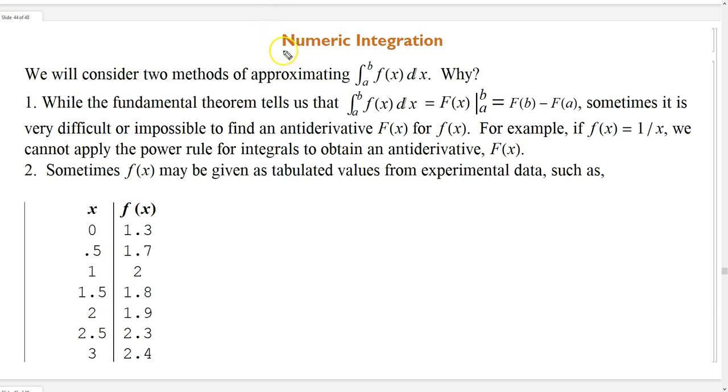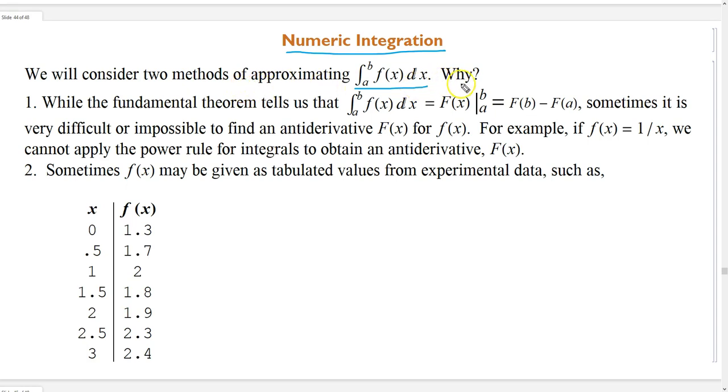We're now going to cover numeric integration. Numeric integration includes techniques for approximating definite integrals. We're going to look at two methods for approximating definite integrals, the trapezoidal rule and Simpson's rule.